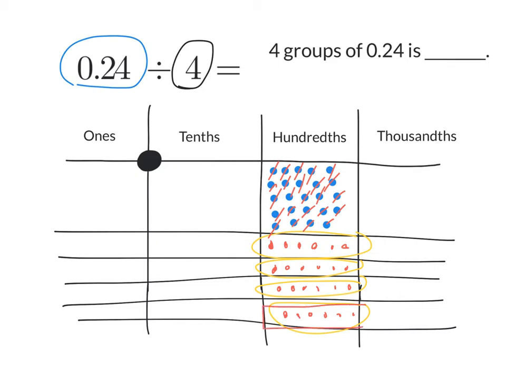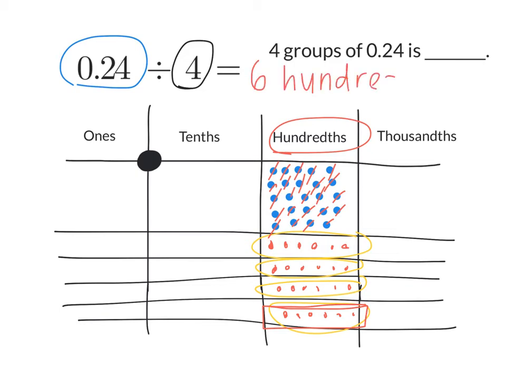How many dots are in one group, everyone? 6. There's 6 dots in one group, but each dot is worth 1 what? Hundredth. You'll notice this time they're in the hundredths column. So 6 dots in the hundredths column is equal to 6 hundredths. So 4 groups of 24 hundredths is 6 hundredths.